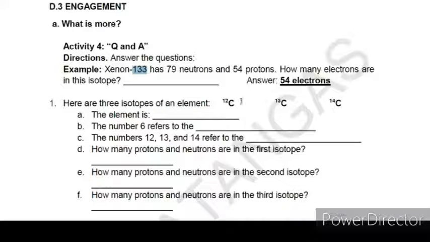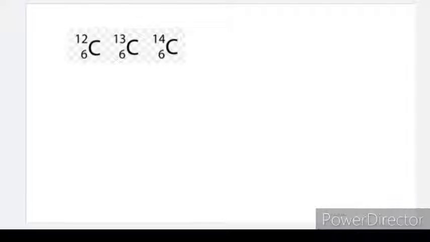element: carbon 12, carbon 13, and carbon 14. Actually, it should be written as C-12, C-13, and C-14, with atomic number 6. The 12 is called the mass number of the atom. 6 is the atomic number. The atomic number is the same as the proton number and the number of electrons in a neutral atom.